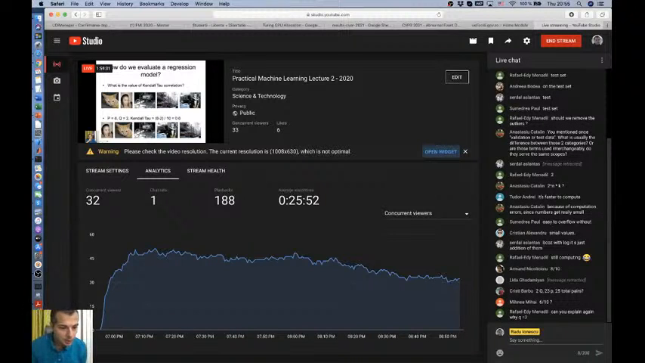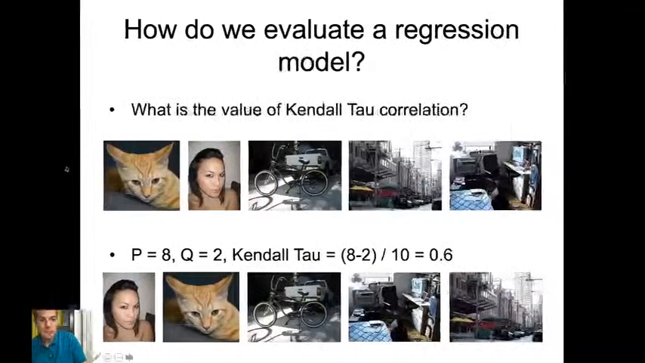And Q is 2. That's the number of discordant pairs. So we have 2 discordant pairs, the cat and the woman. These are in a different order. And also the office and the street scene. These are also reversed. So these are the only 2 pairs that are not in the same order in both.